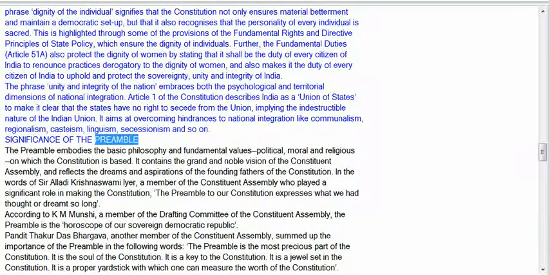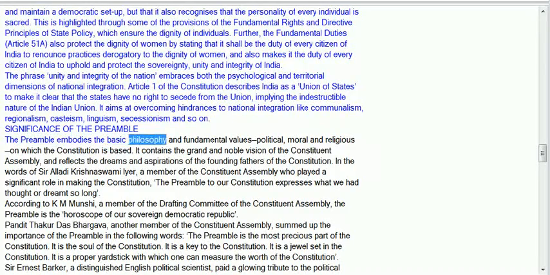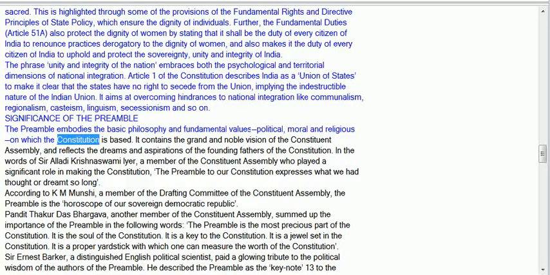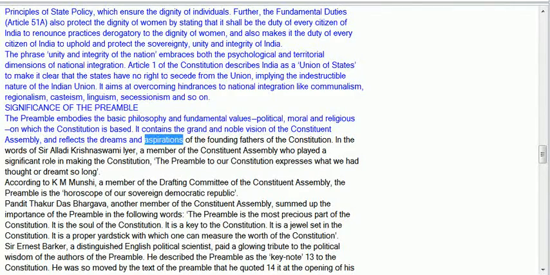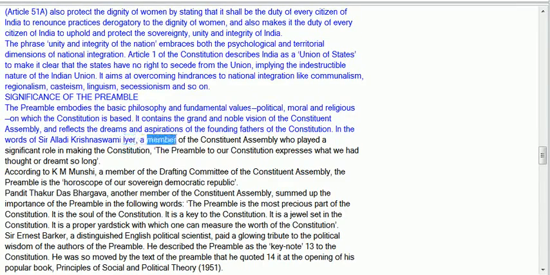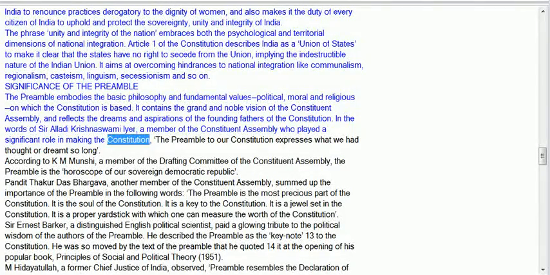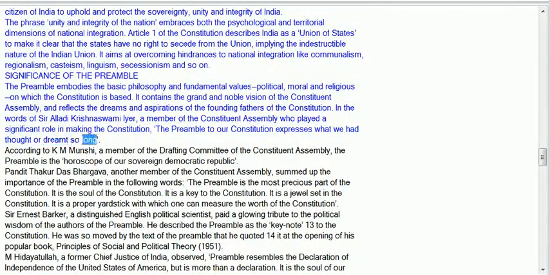Significance of the Preamble. The Preamble embodies the basic philosophy and fundamental values, political, moral and religious, on which the Constitution is based. It contains the grand and noble vision of the Constituent Assembly, and reflects the dreams and aspirations of the founding fathers of the Constitution. In the words of Sir Alladi Krishnaswamy Iyer, a member of the Constituent Assembly who played a significant role in making the Constitution, the preamble to our Constitution expresses what we had thought or dreamt so long.